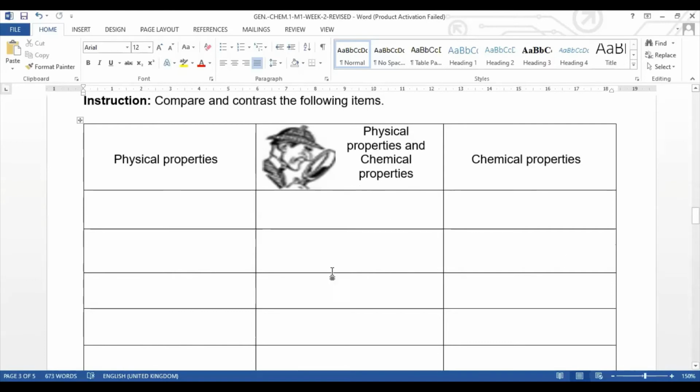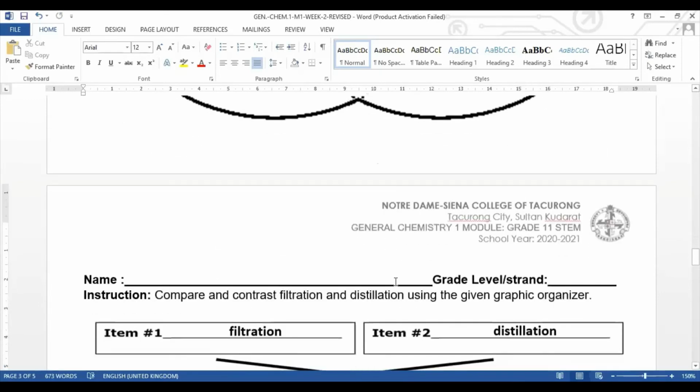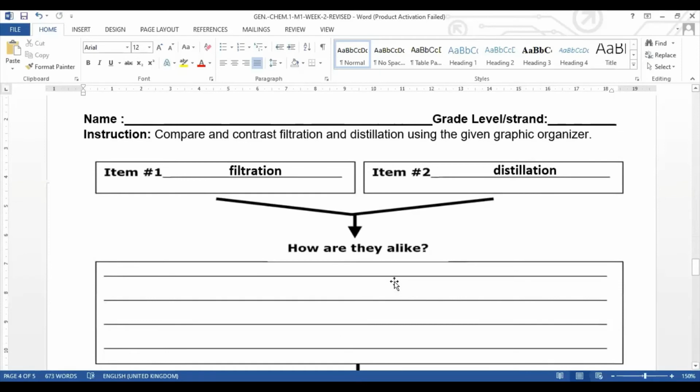And then in the middle part, give me the similarities. And next, same with homogeneous and heterogeneous. So again, homogeneous, heterogeneous, differences, and then in the middle part of the Venn diagram you need to put the similarities. Next is to compare and contrast filtration and distillation using the given graphic organizer.